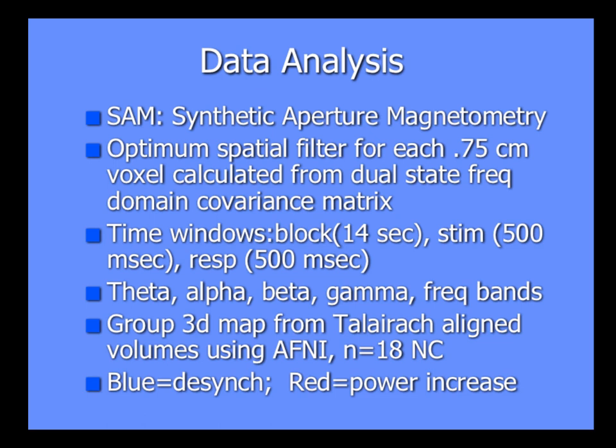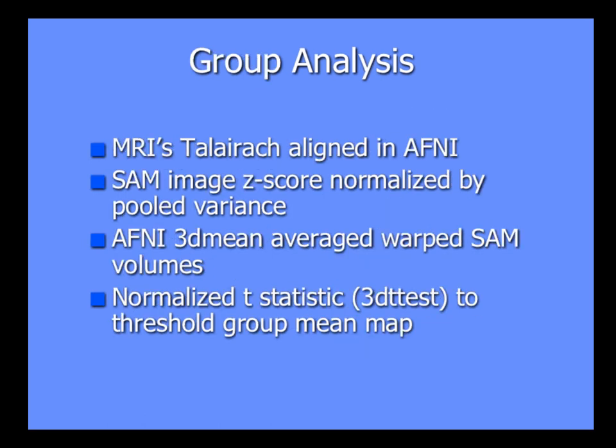And the color that you're going to see, then you make a color map on top of that Talairach atlas. Blue is desynchronization. That means that the power decreases relative to the task statement, and red is a power increase. We're going to do the group analysis by doing the Talairach alignment as in fMRI. The SAM image is z-scored to normalize because people have very different ranges. And then a normalized t-statistic across the threshold gives us a final map. It's fairly standard AFNI type stuff.